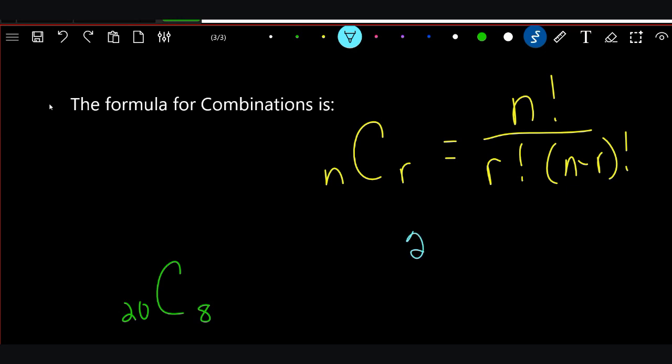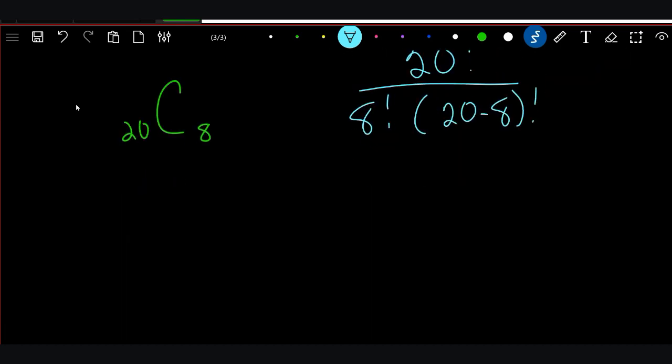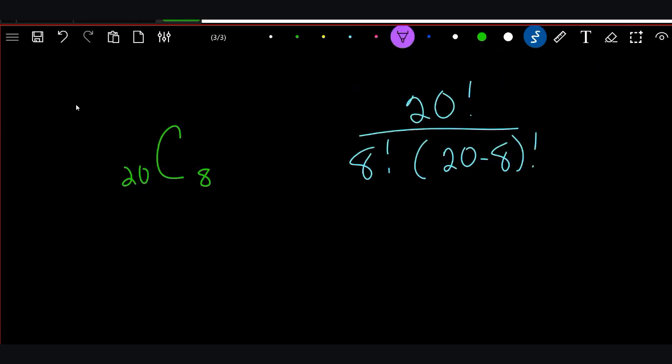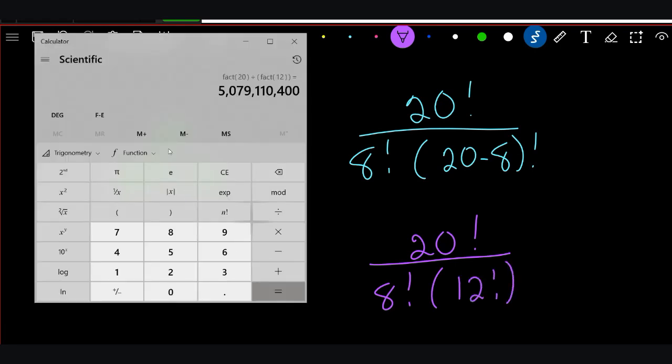So 20 factorial over r factorial, which is 8 factorial, times n minus r. So n is 20 minus 8, parenthesis, factorial. Just let's solve that out, and we would come up with 20 factorial over 8 factorial times 12 factorial. And what we would want to do now is go to the calculator, and we're just going to do that.